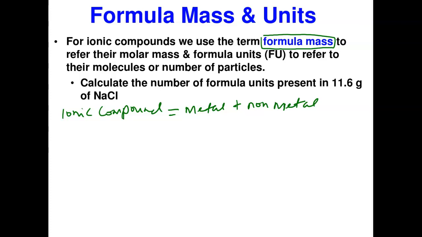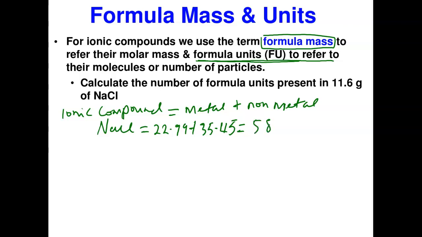And then we now say the number of particles they contain. Since they don't contain molecules, what they contain is just formula units. We refer to formula unit as their number of particles. So a good example here is: calculate the number of formula units present in 11.6 grams of sodium chloride. The first thing I need to do is to calculate the molar mass of sodium chloride. And the molar mass of sodium chloride will be sodium weighs 22.99 plus chlorine weighs 35.45. If you add both of those together, it's going to give you 58.44 grams per mole.